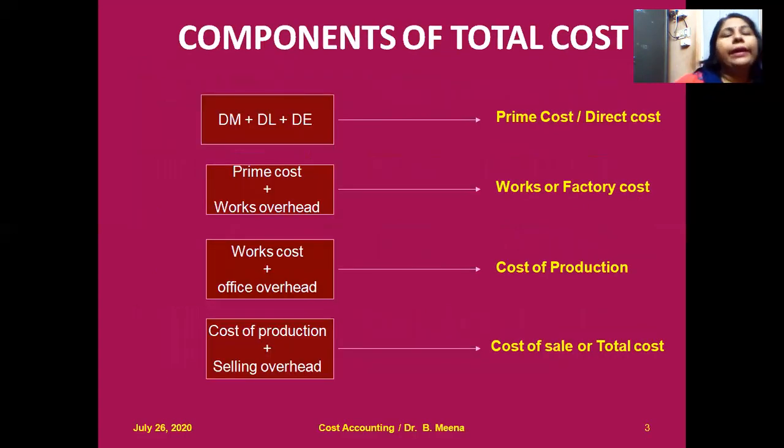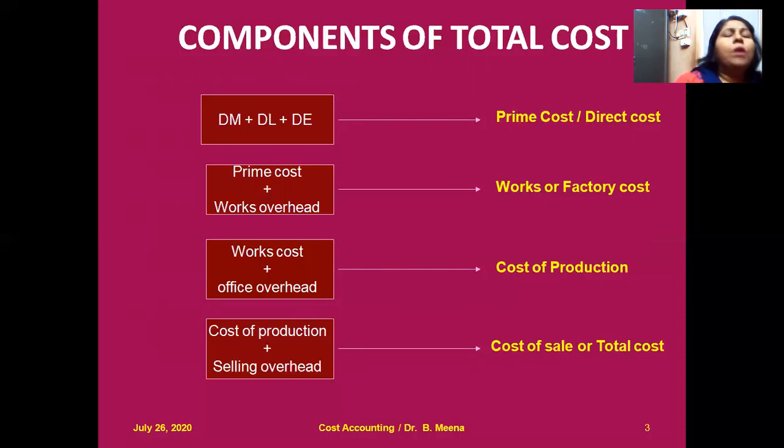Next, I want to highlight that when I'm going to prepare a cost sheet, before that, I must have an understanding of the components of cost. Look at the slide. The components of total cost can be divided into four. The prime cost, that is otherwise called direct cost. The next one is works or factory cost. The third one is cost of production. And the fourth one is cost of sale or total cost.